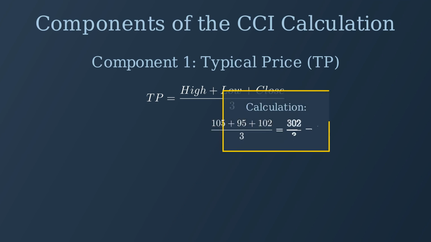For example, if a security has a high of 105, a low of 95, and closes at 102, the typical price would be calculated as 100.67.